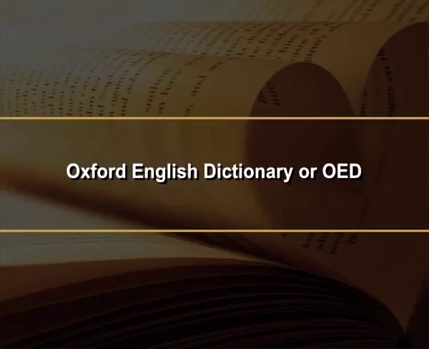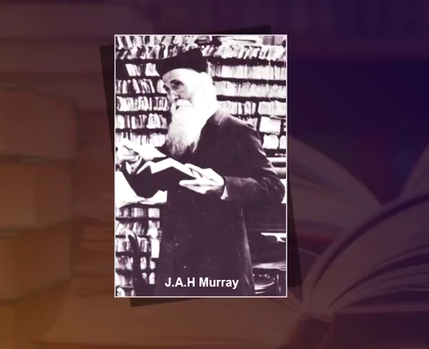Oxford English Dictionary or OED. It was edited by J.A.H. Murray and others and published by Clarendon Press, Oxford in 1933 in 13 volumes. It is the most significant dictionary of the English language. It is the most authoritative, complete, scholarly and famous English language dictionary.